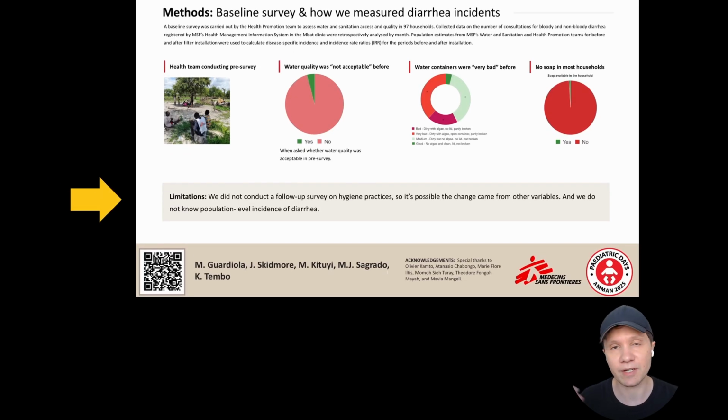The limitation was they didn't do a follow-up survey on hygiene practices, which means they could have just improved their hygiene to reduce the diarrhea, and maybe the water filter did nothing. Unlikely, probably. I like that they said that, and so I pulled that out into a more prominent limitation.